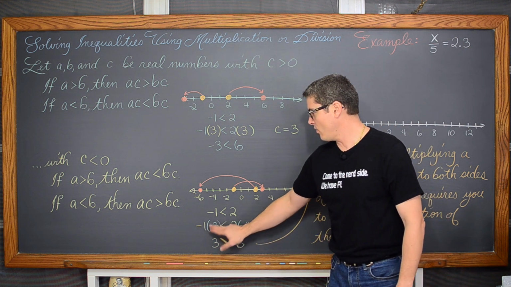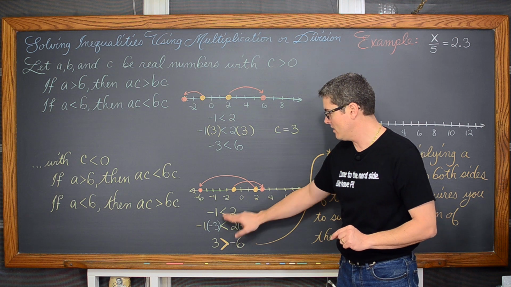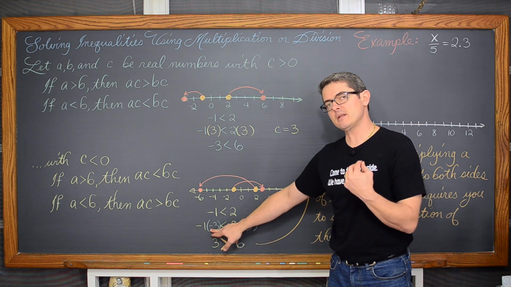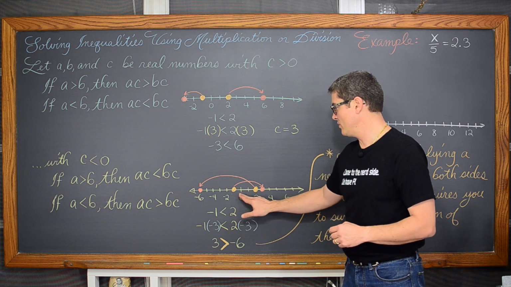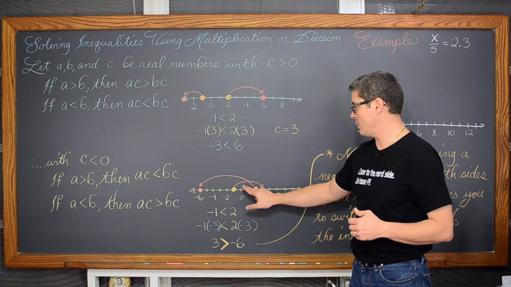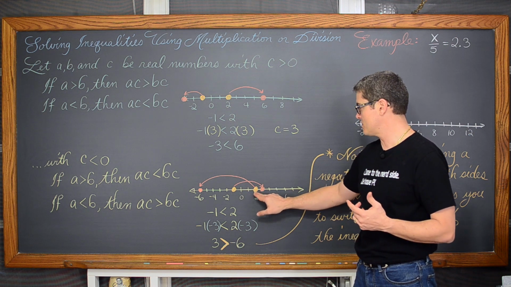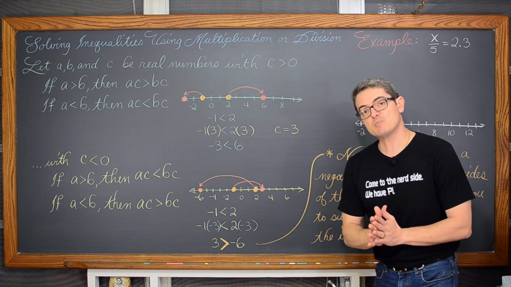If we take -1, which is a movement to the left 1 space from 0, and multiply it by -3, that negative sign changes the direction. So instead of moving to the left 1, we're going to move to the right 1, 3 times, and we're going to end up starting at 0, 1, 2, and be over at +3. So -1 times -3 is +3.